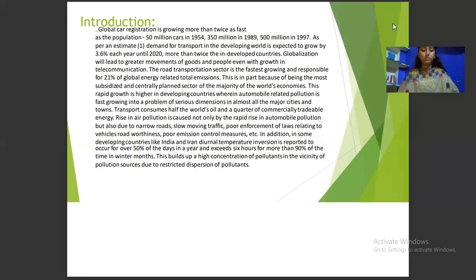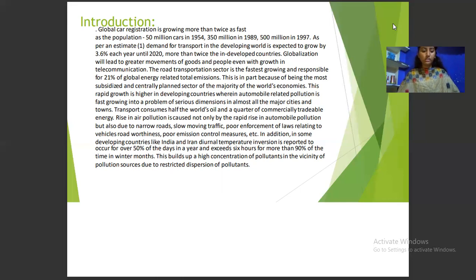Transport consumes half the world's oil and a large share of commercially tolerable energy. Rising air pollution is caused not only by the rapid rise in automobiles, but also due to narrow roads, slow moving traffic, poor enforcement of laws relating to vehicle roadworthiness, poor emission control measures, etc.